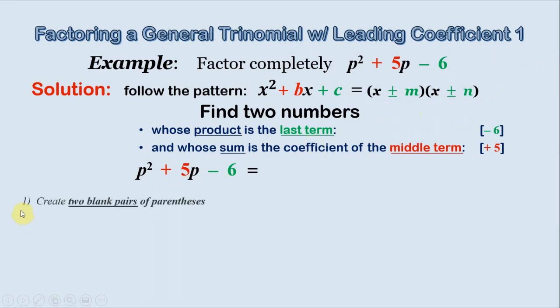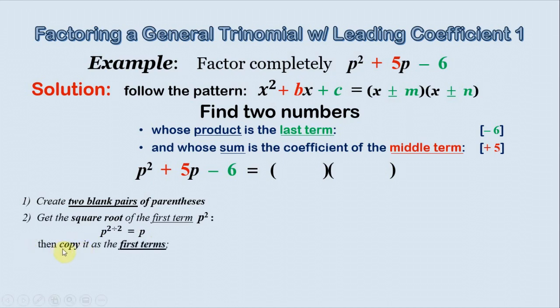The first step is to create two blank pairs of parentheses. The second step is to find the square root of the first term p squared. Just divide the exponent by 2 and instantly we shall have its square root, which is p. Then, copy p as the first terms.